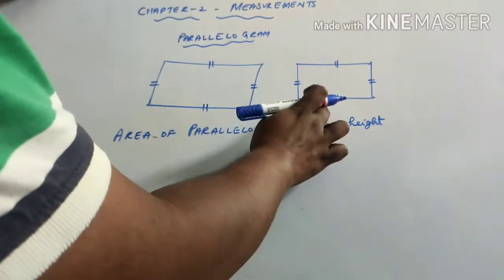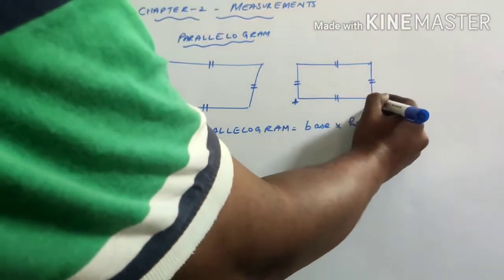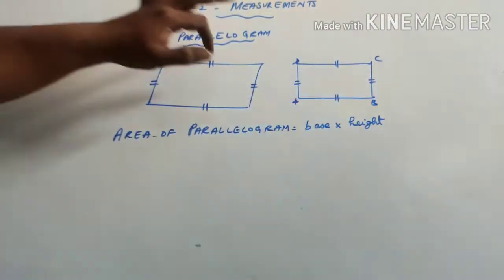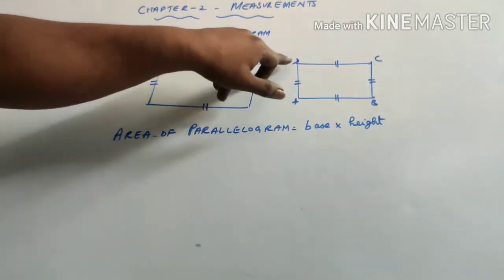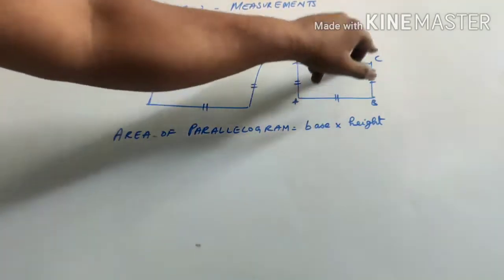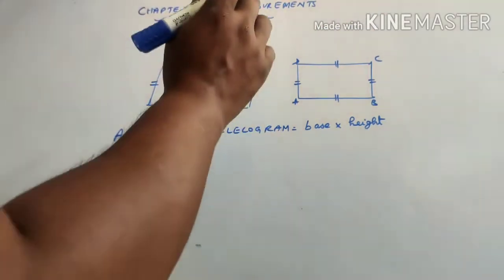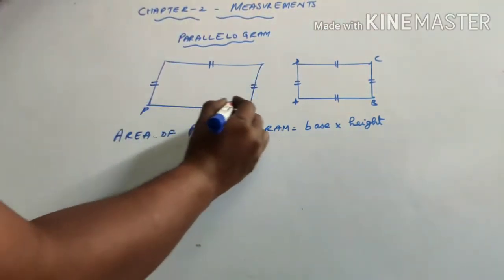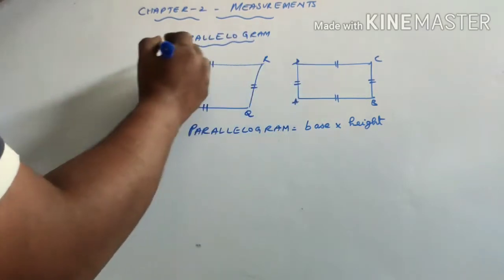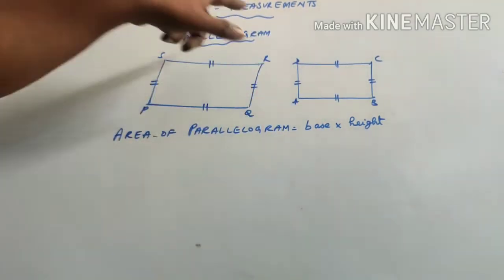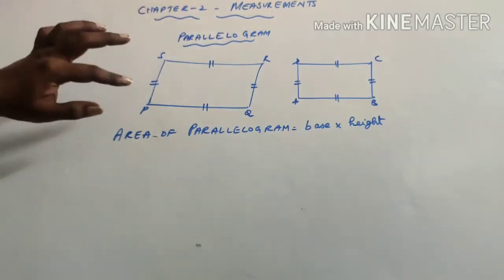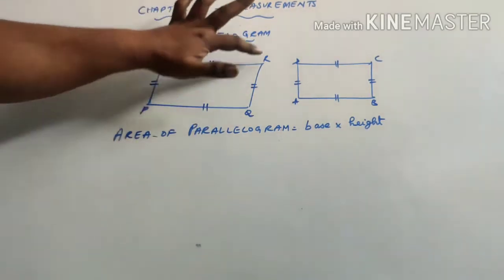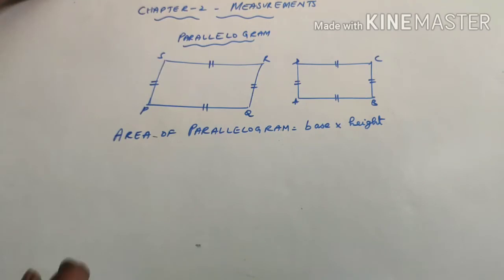That is, see here, A, B, C, D. AB and CD are equal. And also AD and BC are equal. The same thing here we are discussing in the parallelogram also. We will take PQ, RS. PQ and RS are equal and PS and QR are equal. Okay, so this is parallelogram.